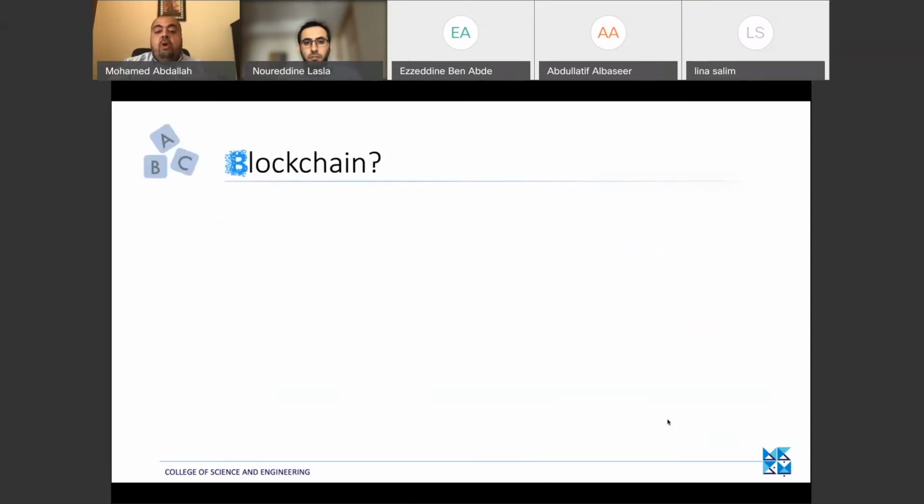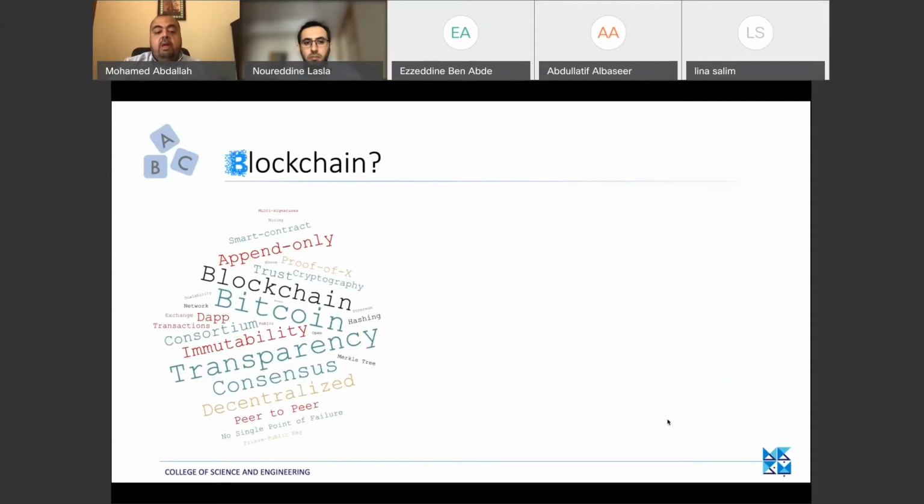So let's see what blockchain is exactly. You may have heard many terminologies about blockchain. For example, you heard about Bitcoin, smart contracts, Ethereum, mining, proof of work, peer-to-peer. So with all these terminologies, the question here is: what exactly is a blockchain?